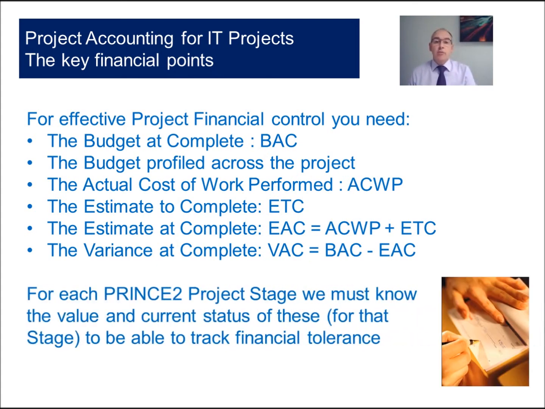So for each Prince 2 stage, we must know the value and current status of these, because without them we can't track tolerance, and we don't know if we're out of tolerance and have to go back to the project board.